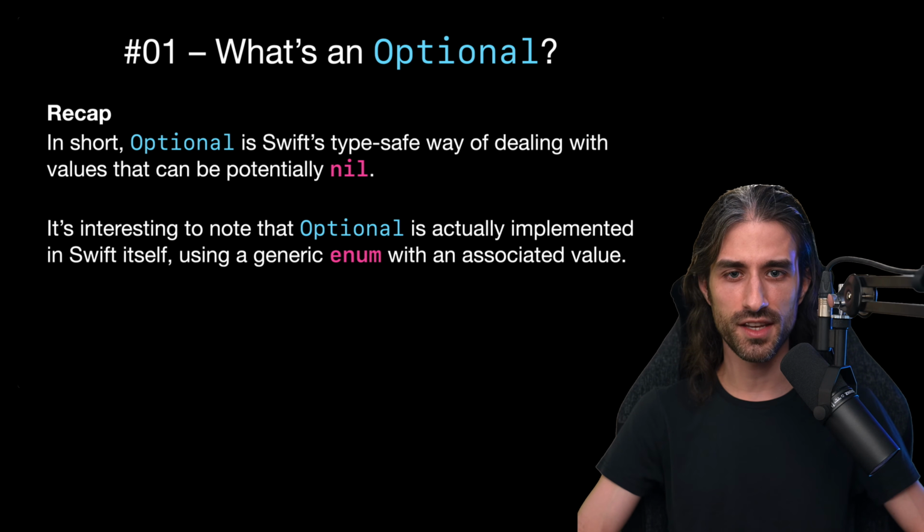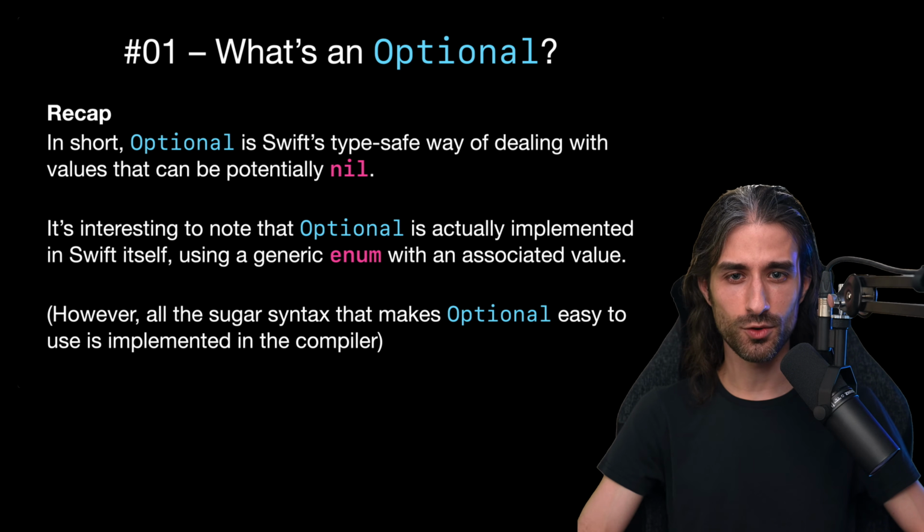It's part of the standard library, and you can go see its code on GitHub. And optional is actually implemented using an enum with two cases, none and then some with an associated value to store the actual value. However, while this means that we could basically implement our own version of optional, we couldn't implement everything because most of the sugar syntax that makes optional quite easy to use in Swift is itself implemented in the compiler. So that's all for this first question.